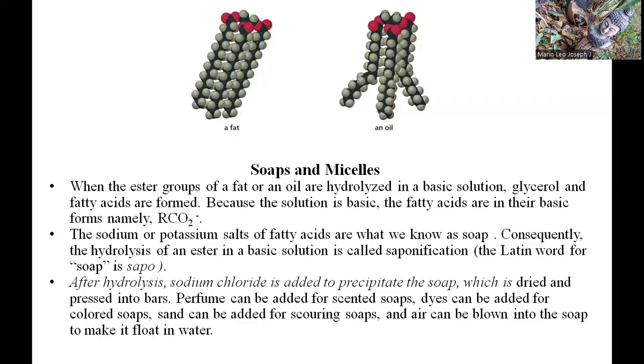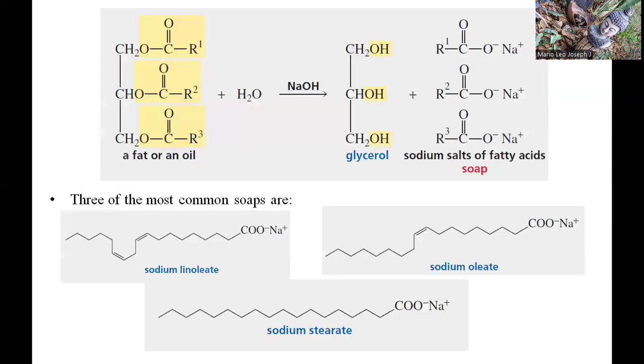Once you start the process of hydrolysis, you can also add perfumes, colorants, and dyes to give the soap its color. Sometimes air is bubbled in to make floating soaps and things like that. The simple reaction here is a hydrolysis reaction, which is what you're seeing here. A fat or an oil is hydrolyzed in the presence of sodium hydroxide to yield glycerol and the sodium salts of the fatty acids.